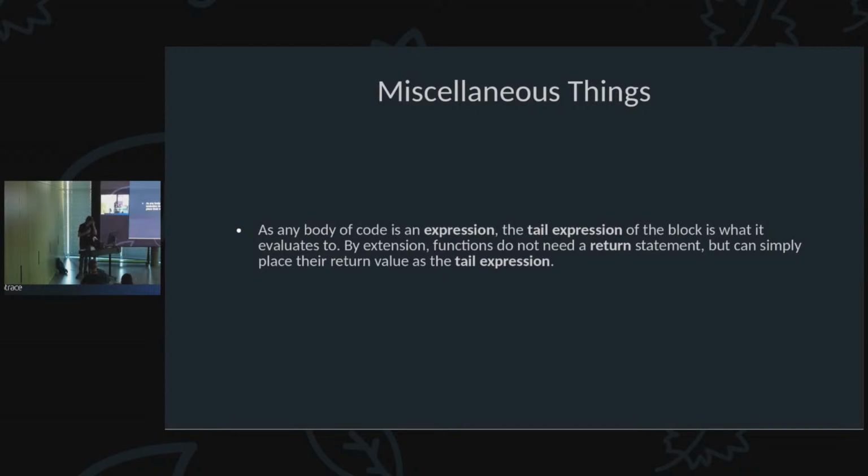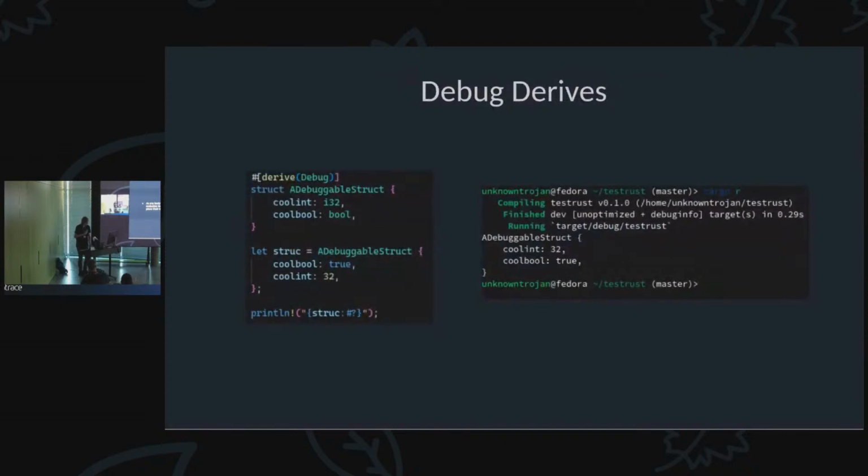And miscellaneous things that I would have loved to hear about, because I was confused at it at first. As any block of code is an expression, the tail expression of the block is what it basically evaluates to. By extension, functions do not need a return statement, but can simply place their return value as a tail expression, which is actually really cool and looks good.